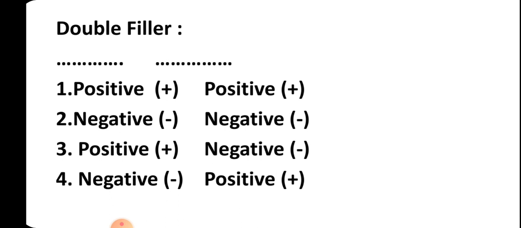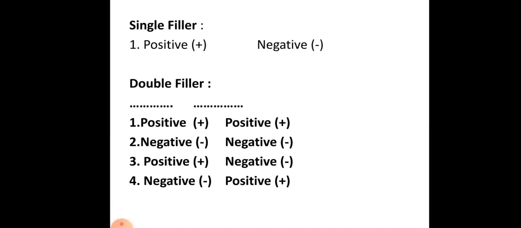Because the first thing that we need to decide is what kind of words we need to use to fill these blanks. Do we require both positive words, or both negative words, or one positive and one negative, or one negative and one positive? We need to decide the combination first. And sometimes while solving double fillers, you may have both neutral words. That's a very rare scenario, and I'll be discussing those examples as well. But first let's try to understand these four categories clearly.